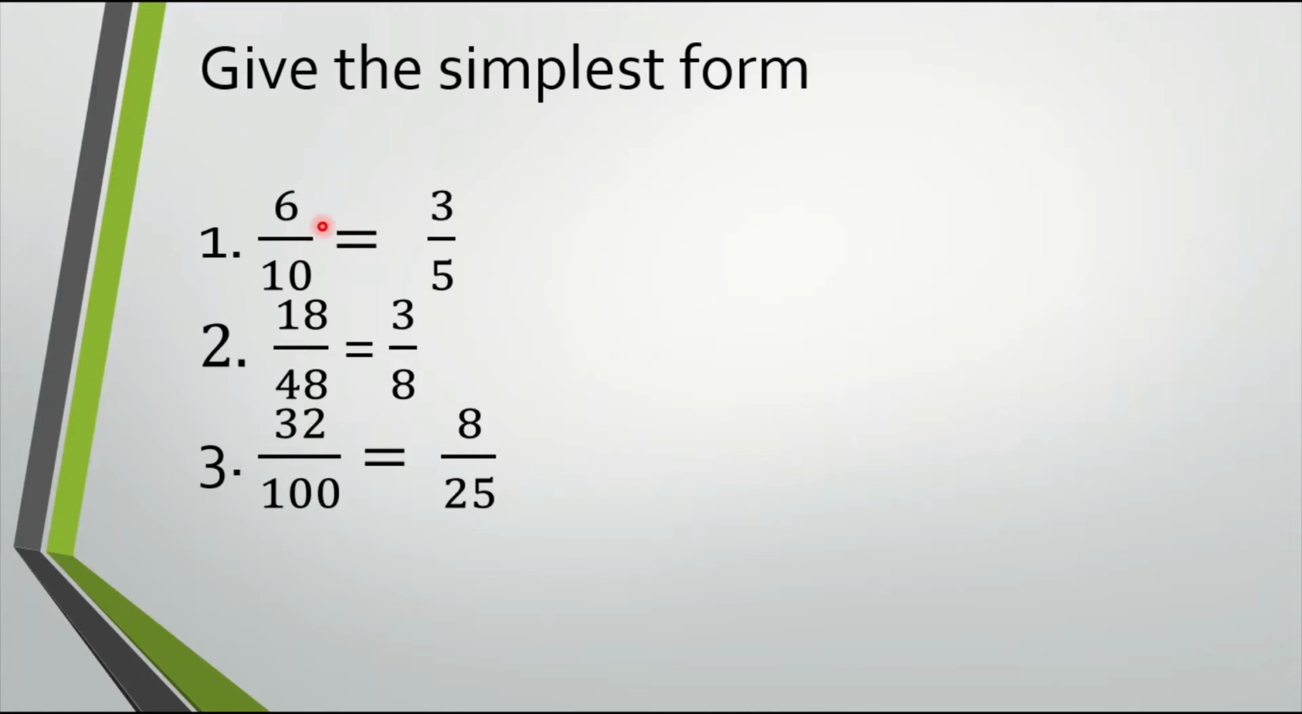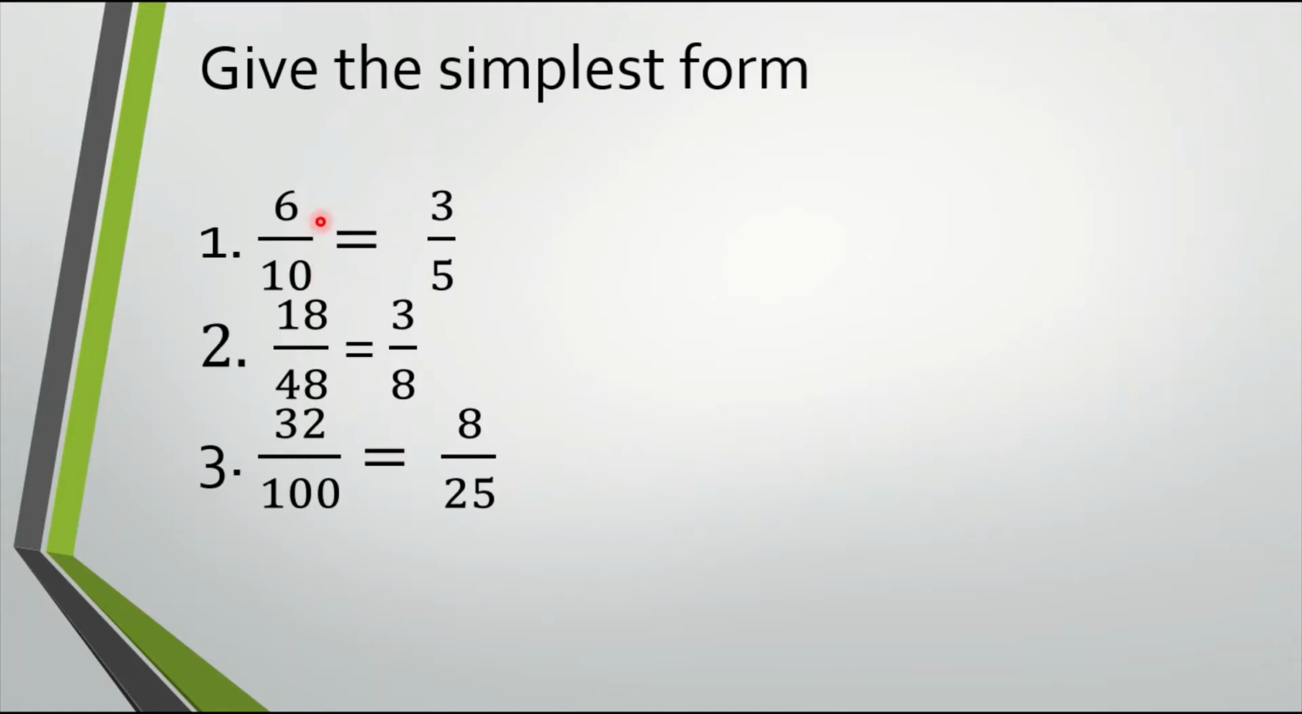So 6/10 can be in the lowest form of 3/5. How? We just have to think of a number that can be divided to both sides, the numerator and the denominator. You need to use the same divisor, which is 2 for example number 1. So they have the common number 2. Other numbers won't work.